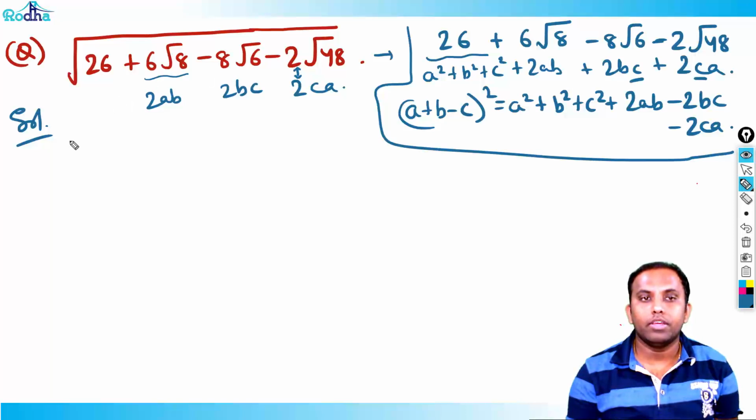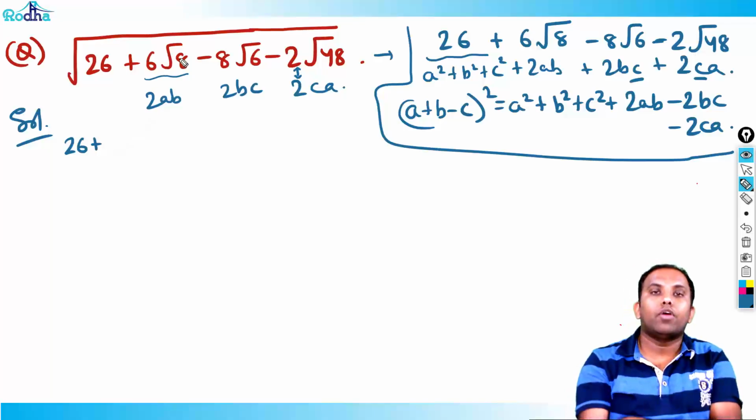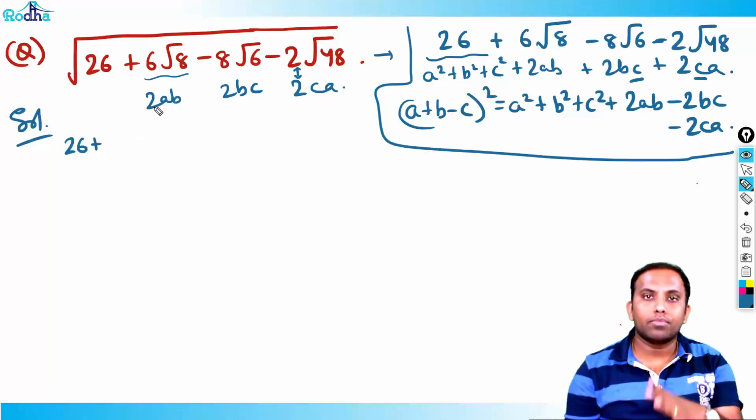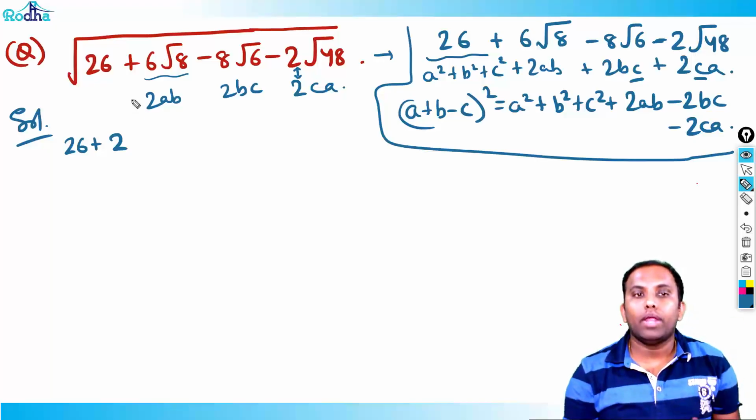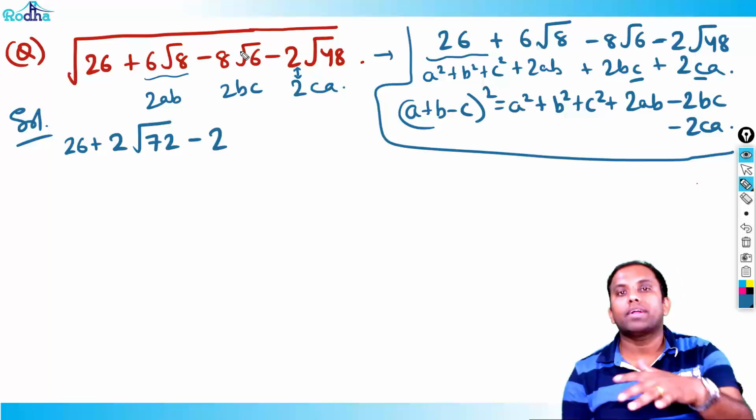We'll change it now. We'll see 26 plus. Now I'll write 6 as 2 into 3. Again, same thing: I want it in the 2 into root something form. So for this 6, I'll break it as 2 into 3. I write the 2, and 3 goes inside and becomes 9. Root 9 into 8 becomes 72. It becomes 2 root 72. Minus. Again I need 2 here, so 8 is written as 2 into 4. 4 is sent inside the root and becomes 16.